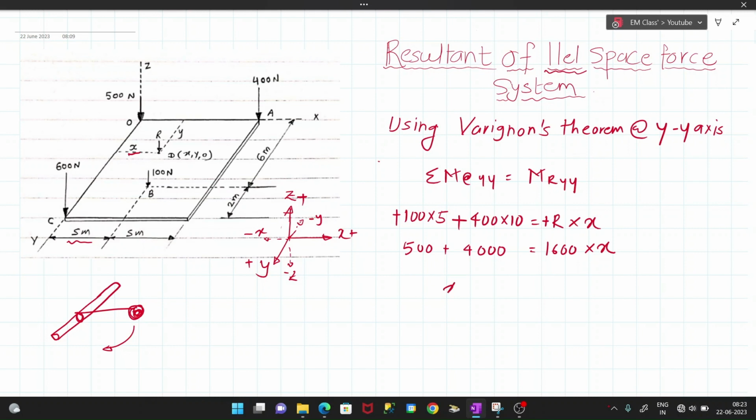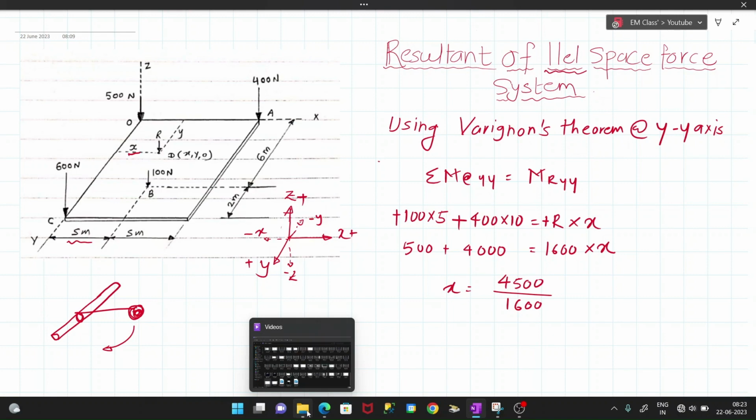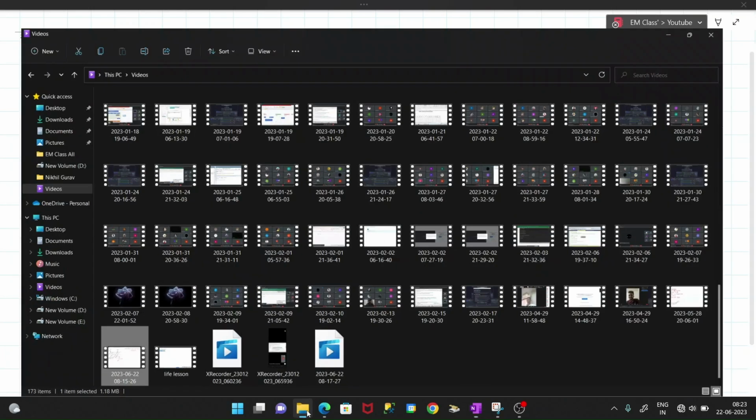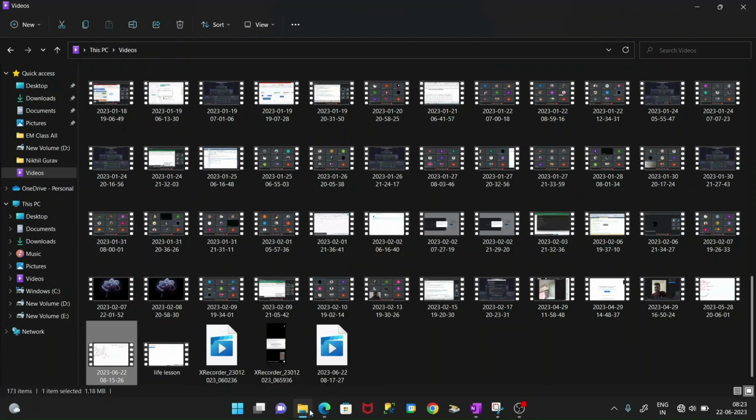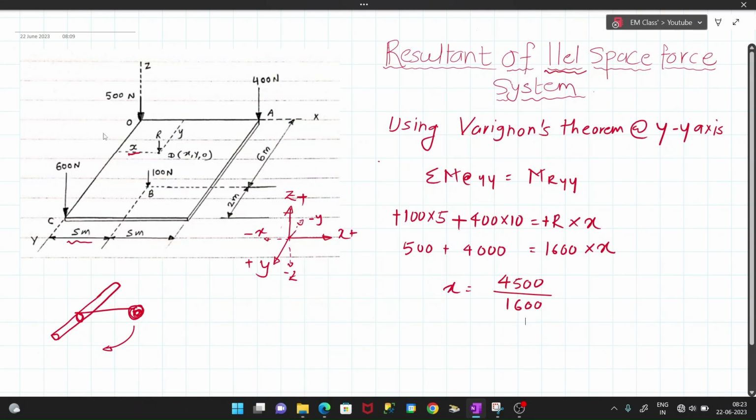So x will be now 4500 divided by 1600. I will be showing you the more correct answer. Let me know in the comments what answer you are getting. That will be in meter.